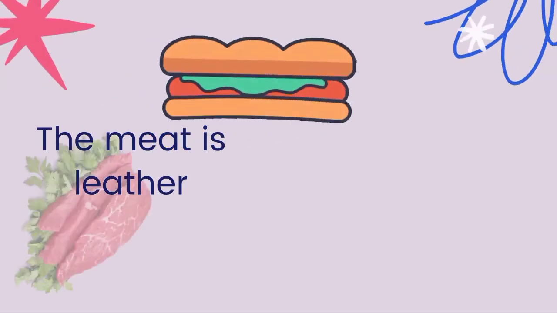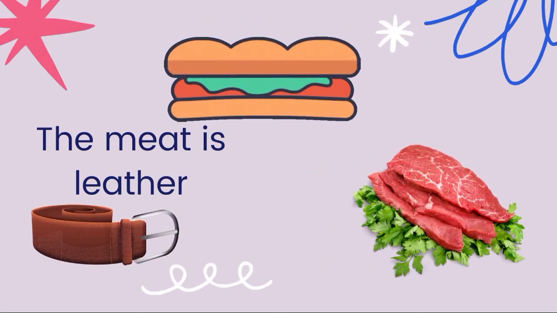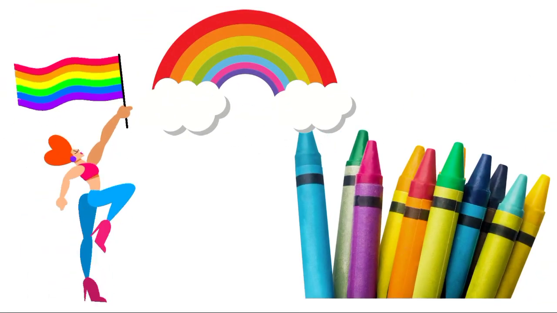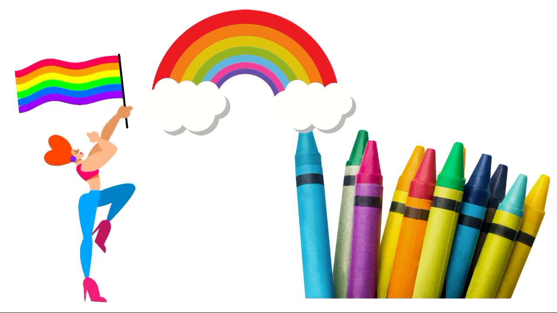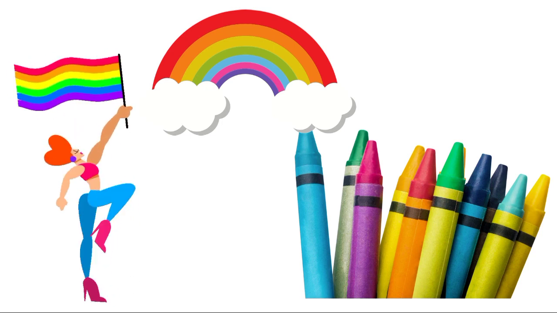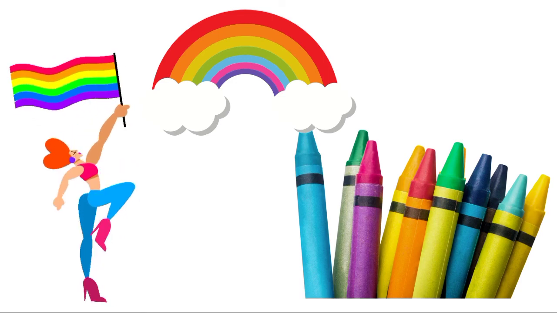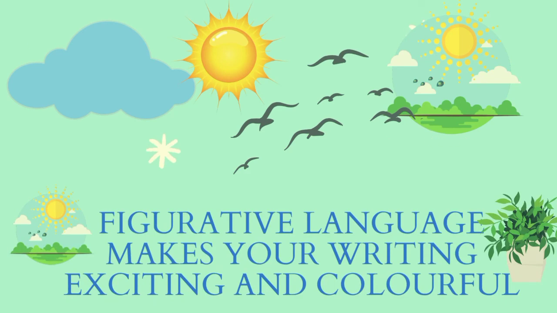The meat is leather. I can't chew it. It means the meat is tough. That is a metaphor. As tough as leather, that's a simile. The crayons were a rainbow in a box. That's a metaphor. The crayons are as beautiful as a rainbow in the sky. That is a simile. We've come to the end of this class.